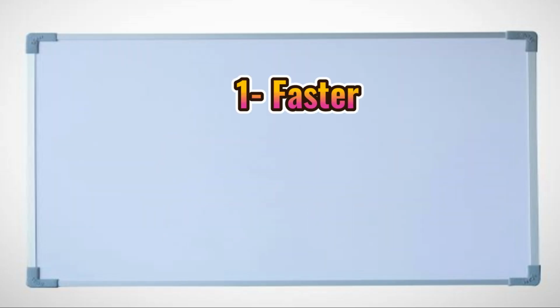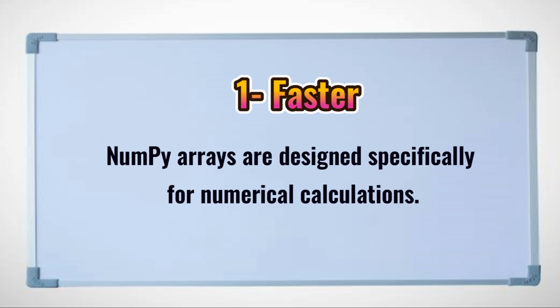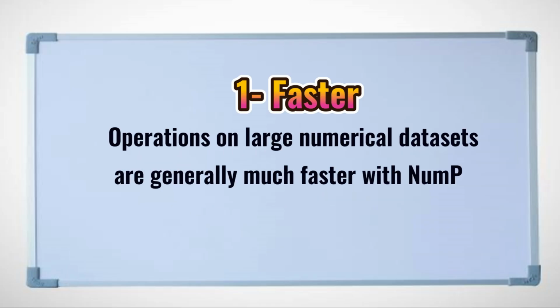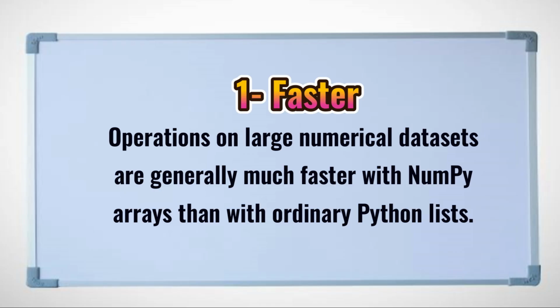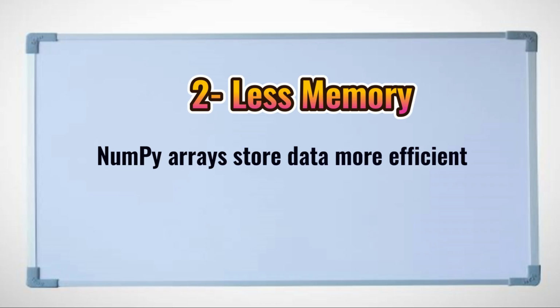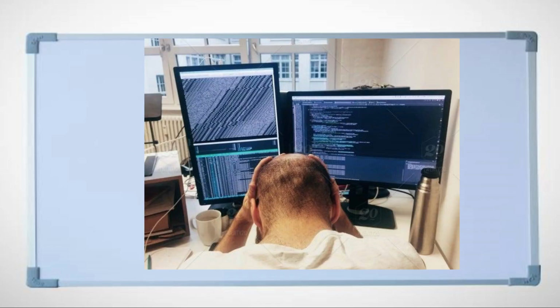4. Advantages of NumPy arrays. 1. Faster numerical operations. NumPy arrays are designed specifically for numerical calculations. Operations on large numerical datasets are generally much faster with NumPy arrays than with ordinary Python lists. 2. Less memory. NumPy arrays store data more efficiently than Python lists for numerical data. This becomes especially important when working with thousands or millions of values.